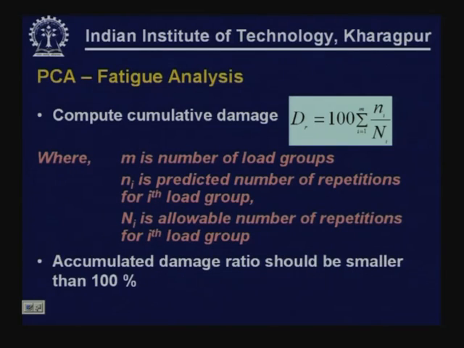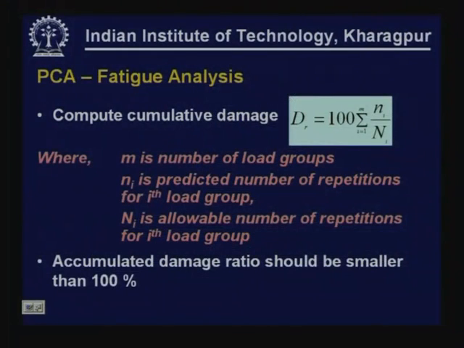Then small n_i is the predicted number of repetitions for the ith load group. What is the number of load repetitions of the ith group, say 0 to 4 tons, expected to be applied on the pavement during its service life period? This has to be available to us from traffic projections. So, small n_i is the number of load repetitions of group i. Capital N_i is the allowable number of repetitions for the ith load group. That means, if you apply only the ith load group loads, say 0 to 4 ton loads only, how many repetitions of this load group can the slab handle before it fails?